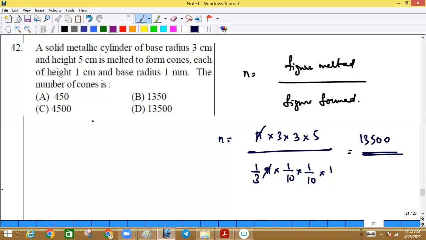I'm simply using volume of cylinder divided by volume of cone, the small cone. Whichever is big, you put it on the numerator. Whichever is small, you put it on the denominator, right?